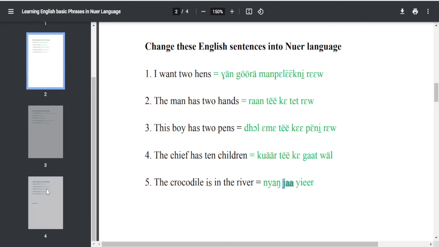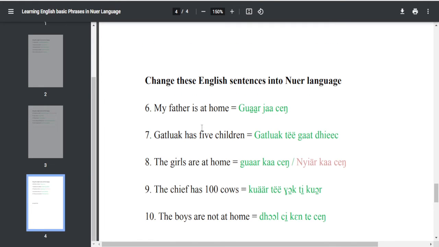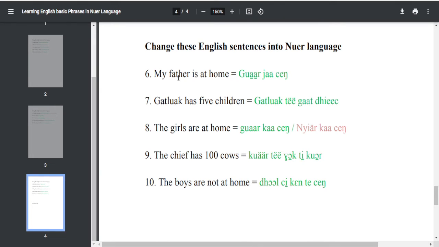Let's get back to our lesson. My father is at home. Guaar ja ching. Galwak has 5 children. Galwak te gaat diit. Galwak has 5 children. Galwak te gaat diit.